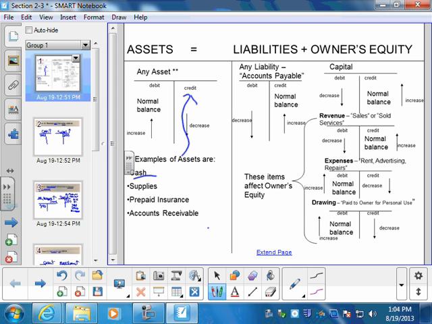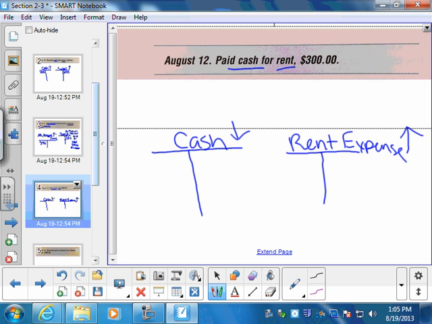And our expense, we have rent expense, it went up. Well, how are we going to increase our rent? We're going to increase our rent expense with a debit. So we're going to do rent expense debit, cash credit. So rent expense is going to be a debit of $300, and cash is going to be a credit of $300.